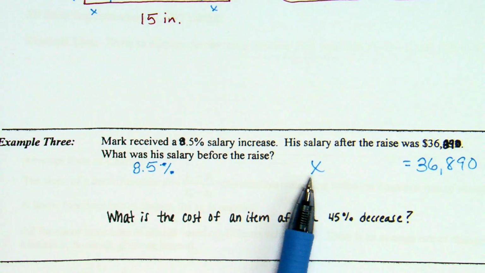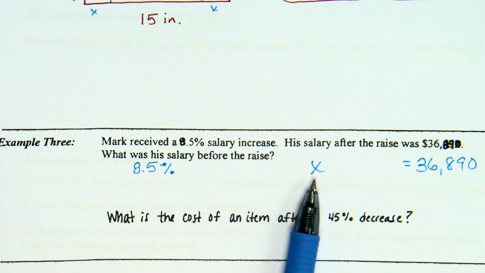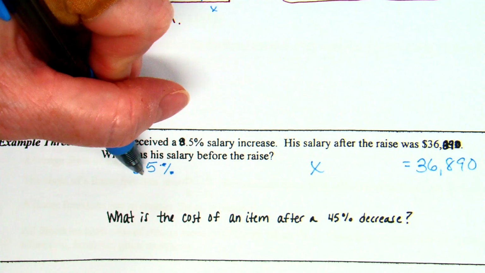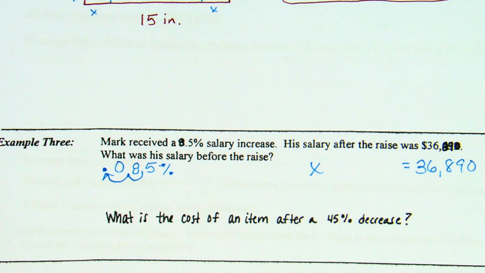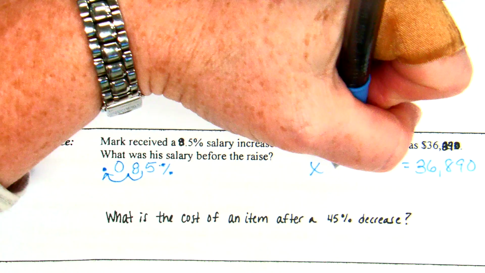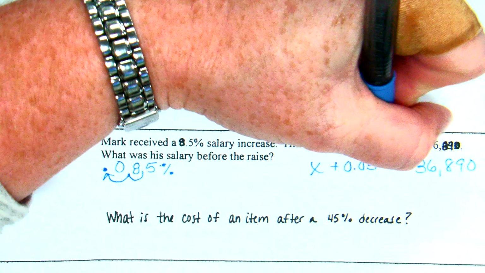So if my original salary was X, I'm adding some. That amount I'm adding is whatever 8.5% of my original salary was, so 8.5% of X. Now, how do we use percents in an equation format? Yeah, divide by 100, move the decimal 2 left. And so to X, I'm going to add 0.085 X.